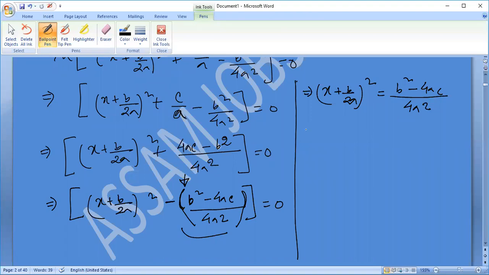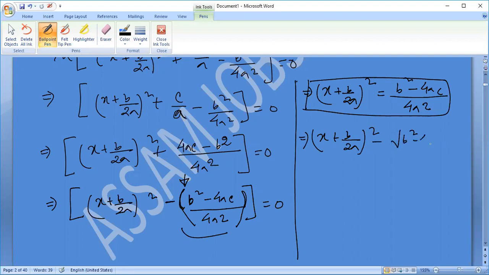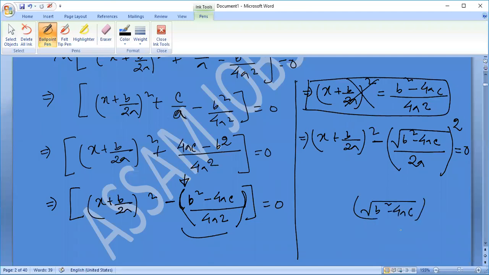Or you can do one thing. No need to take this term to the right hand side. You can write the first term as b by twice a whole square. Now this term we can write like this: root over b square minus 4ac by 2a, whole square. Do you understand? Now see, root over b square minus 4ac whole square means it is nothing but b square minus 4ac. This term I have written.